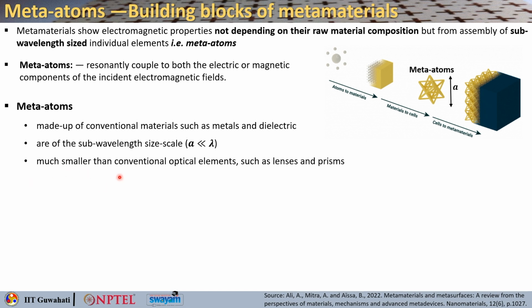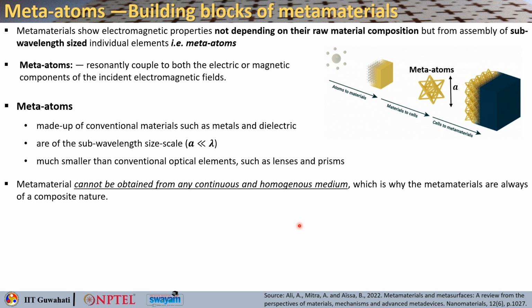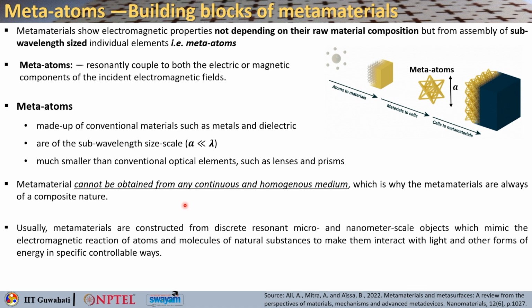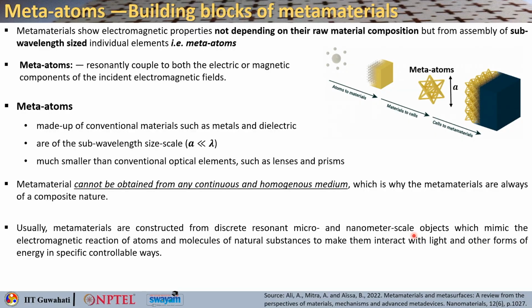Okay. So, they are much more unconventional than optical elements such as lenses and prisms. Metamaterials cannot be obtained from any continuous and homogeneous medium, and this is why metamaterials are always of a composite nature. Usually metamaterials are constructed from discrete, resonant, micro and nanoscale objects depending on the frequency range you are targeting. If you are going for optical metamaterials, they will be nanoscale objects. If you are working with microwave metamaterials, your unit cells may be on the millimeter scale.